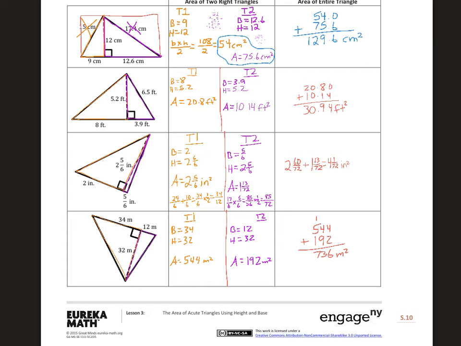And then over here, last one, triangle 1, 34 by 32. Base and height gave me a 544 meter squared area after multiplying then dividing by 2. Then I get 192, and I add those together to get 736. But remember, 34 plus 12 is the entire base of the real triangle, which is going to be 46. 46 times 32 divided by 2, 736.